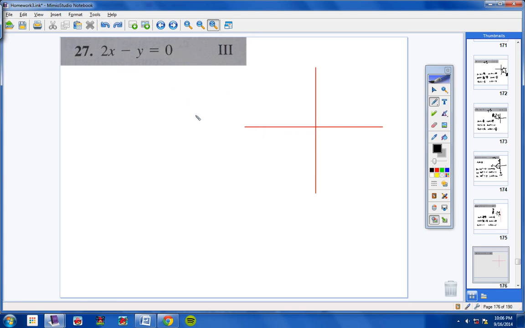Now you can put in negative 1 million, negative 1/2. I'm going to put a negative 1 in. So 2 times negative 1, minus y equals 0. This is kind of easy. Just bring the negative y over and make it positive.